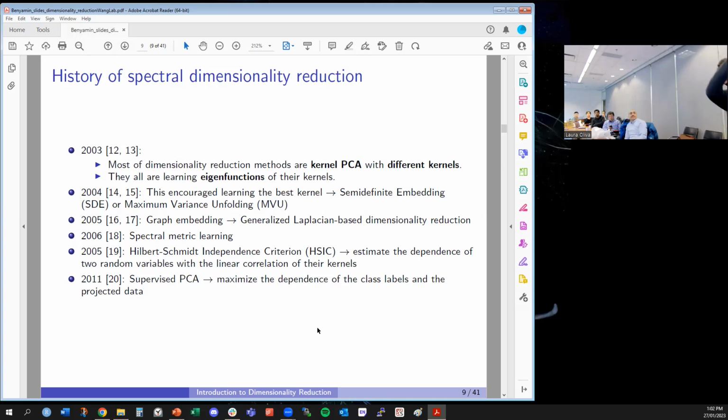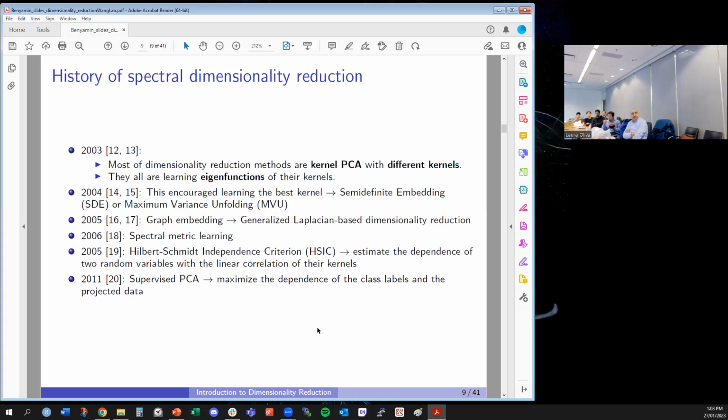And in 2004, given the idea that everything is the same and they are learning different kernels for kernel PCA, someone said, why don't I learn the best kernel? Let me learn the best kernel for dimensionality reduction, and that was called semi-definite embedding. Why? Because they could formulate that as a semi-definite programming optimization, and at that time, it was a hot topic in optimization. They also renamed it afterwards to maximum variance unfolding, because it unfolds the data to its maximum variance, and it finds a kernel to do that.